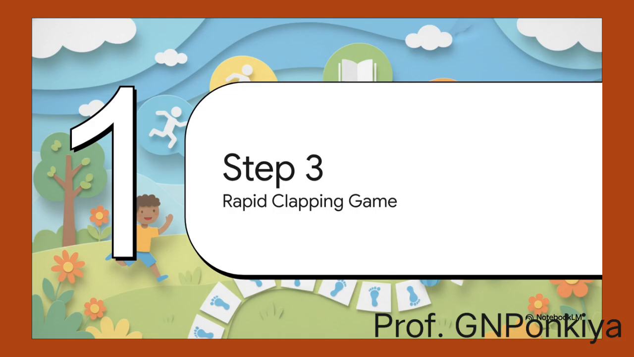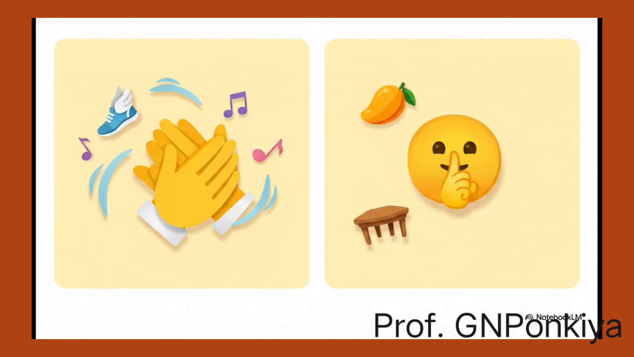And this brilliantly illustrates step 3, the fast-paced clapping game. This is the absolute climax of the activity, totally designed to test automatic recall under pressure. Picture the energy in the room just skyrocketing. You start rapidly shouting out a mixed list of words. Run, mango, sing, table, jump. The rules are simple but demand absolute focus.